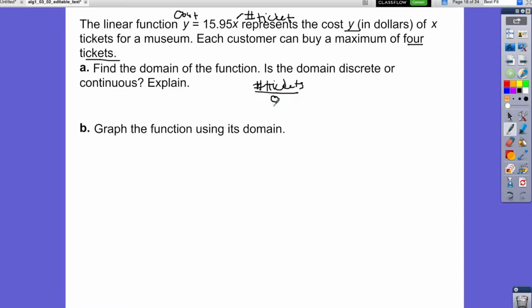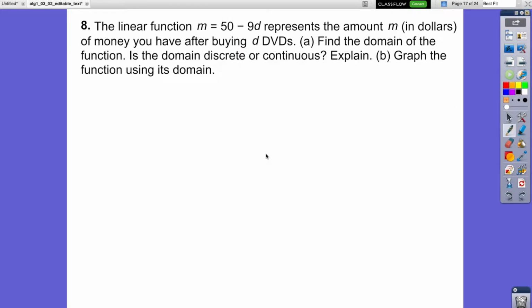Can they buy 0? Yeah, you can buy 0 tickets. That's possible. You can buy 1, you can buy 2, you can buy 3, and you can buy 4 tickets. So that's my domain. So when I write it, I'm going to write it this way. My domain is 0, 1, 2, 3, 4. Now, is this domain discrete or continuous? Discrete, absolutely, because we cannot buy half a ticket. Good. And then they want you to graph it. So you can plug that into a graphing calculator. Okay, so monitoring progress 8 on page 114. I want you to pause the video. I want you to do it yourself and then check your answer in the back.